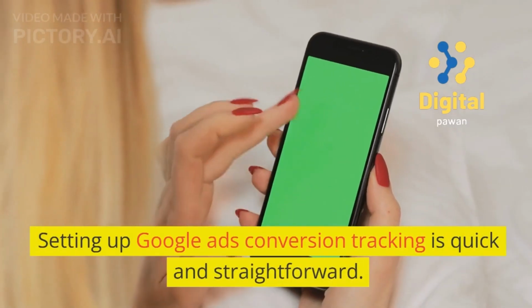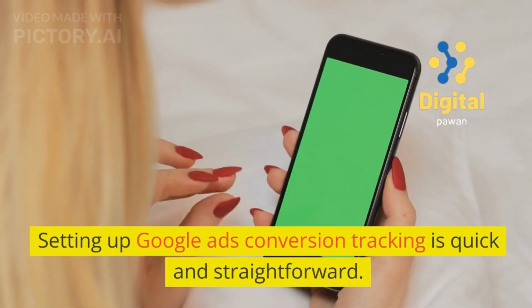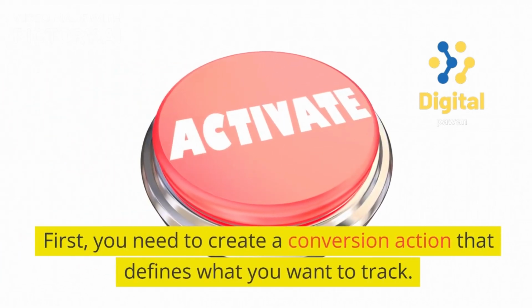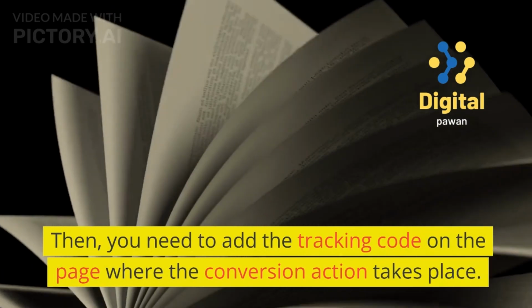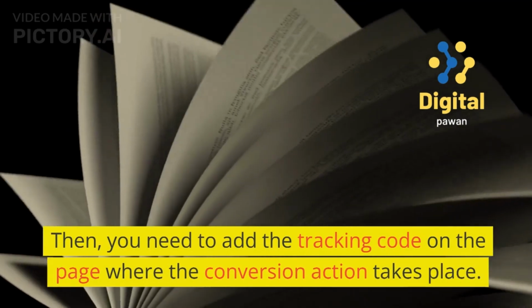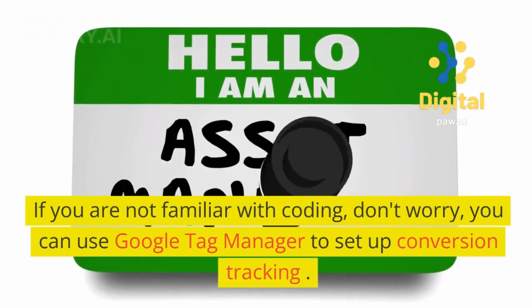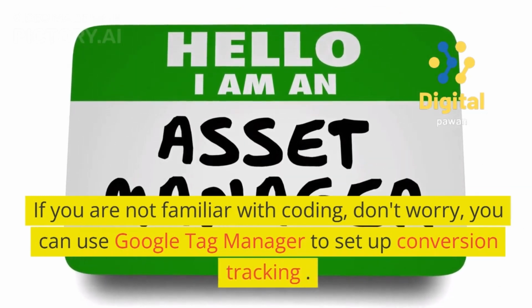Setting up Google Ads conversion tracking is quick and straightforward. First, you need to create a conversion action that defines what you want to track. Then, you need to add the tracking code on the page where the conversion action takes place. If you are not familiar with coding, don't worry, you can use Google Tag Manager to set up conversion tracking.